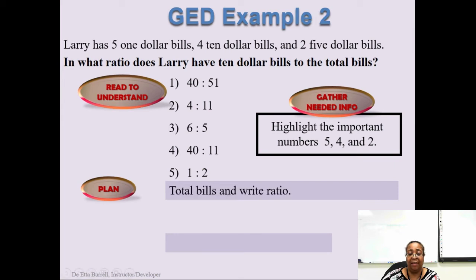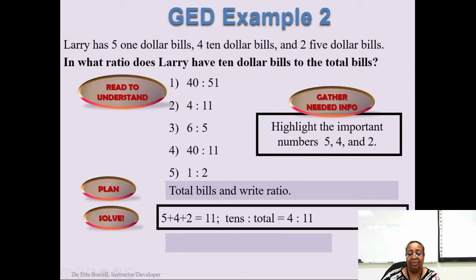So in our plan, let me get caught up here. We need to take the 11 and write our ratio is 4 to 11 because they care about the $10 bills. And you can always check it. So that's the correct answer, number 2 here, 4 to 11.